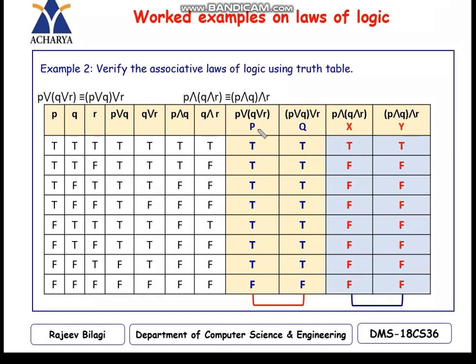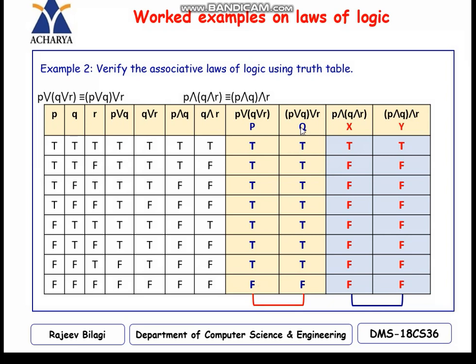Now, P or Q or R, that is P or Q, or R. So with the OR operator, when anyone is true, then it is true, otherwise it is false. Okay, if you look at here, the last value will be only F, otherwise all the values will be true. Okay, so this is how we are going to obtain P or Q or R.